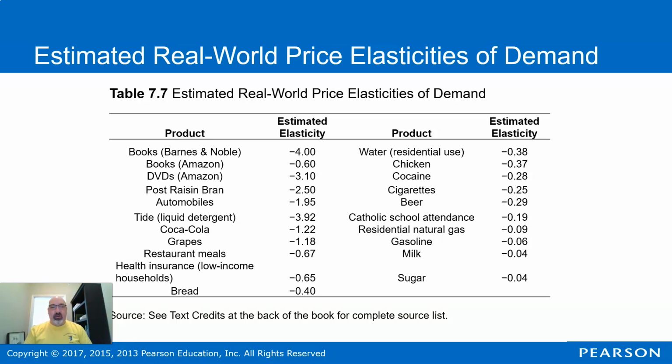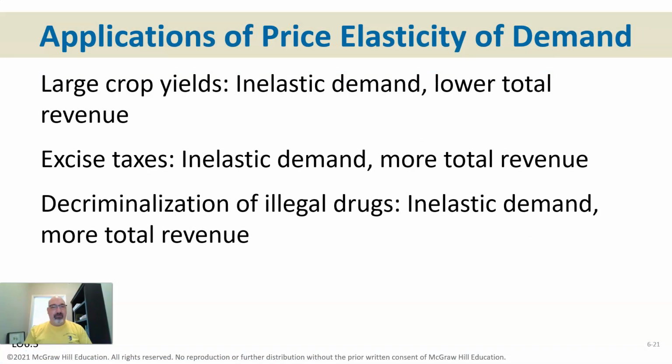Bread at 0.4. Water for residential use at 0.38. Chicken at 0.37. Cocaine at 0.28. Cigarettes at 0.25. Beer at 0.29. That other one had beer at 0.9, which is insane when you think about that. Catholic school attendance at 0.19. Residential natural gas at 0.09, gas at 0.06, and milk at 0.04. And remember, they had milk at like 0.5 something, and sugar at 0.04. So yeah, this is a better one in my opinion than the other.